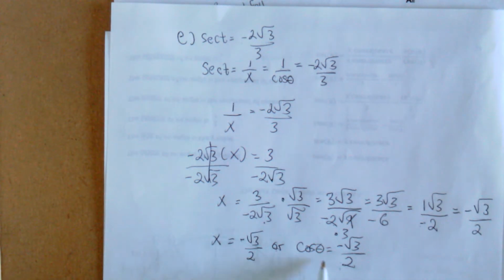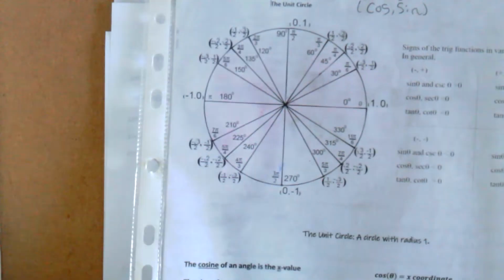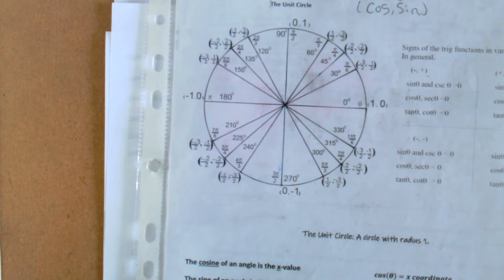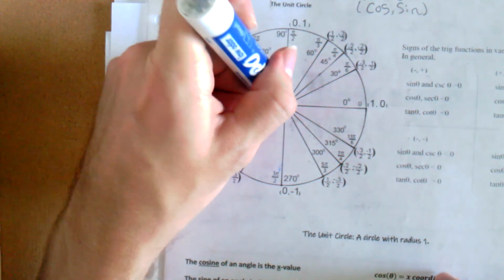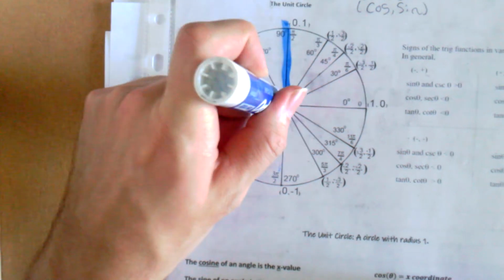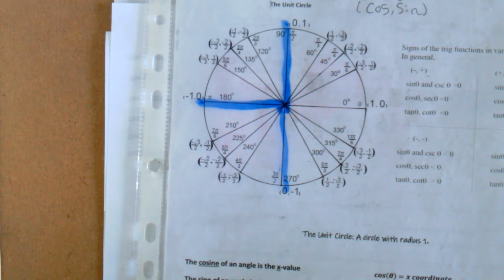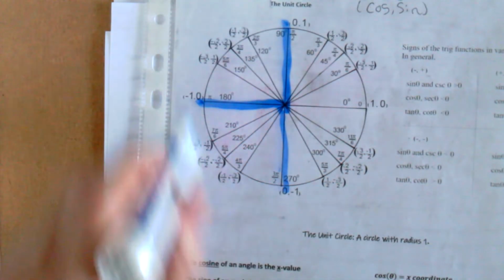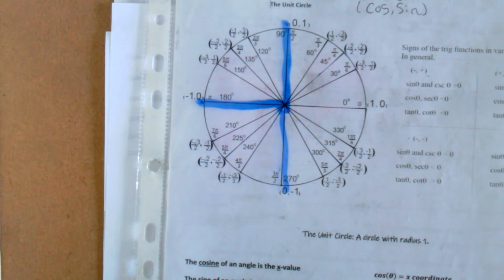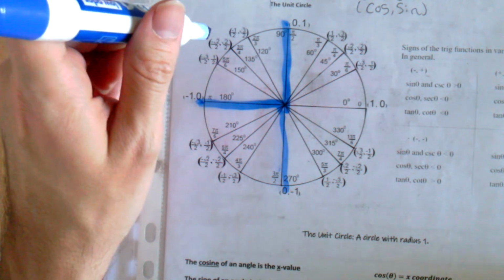So now all we need to figure out is, what angle does cosine equal -square root of 3 over 2? Notice it's negative, so that tells us we're looking in quadrant 2 and quadrant 3, because our x-coordinate, or cosine, is negative in quadrants 2 and 3. So our angle values will have to come on the left side of the unit circle.